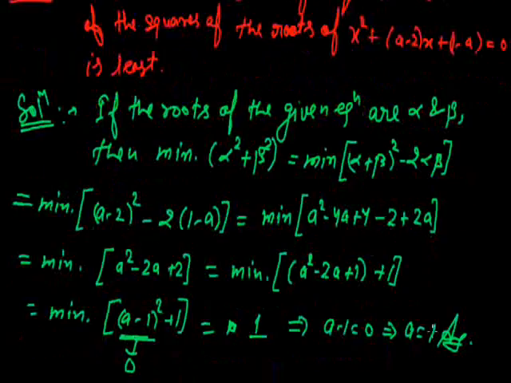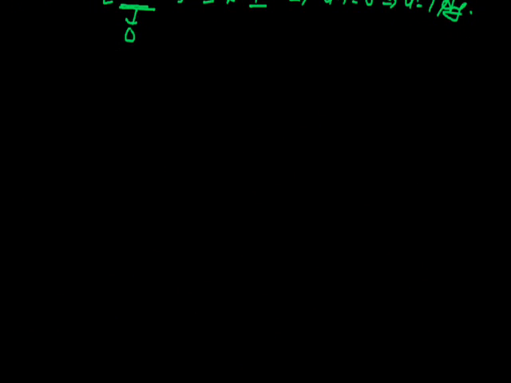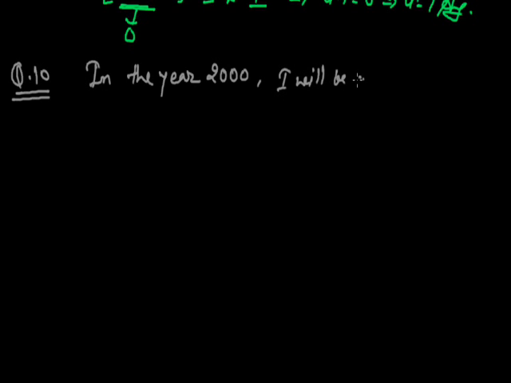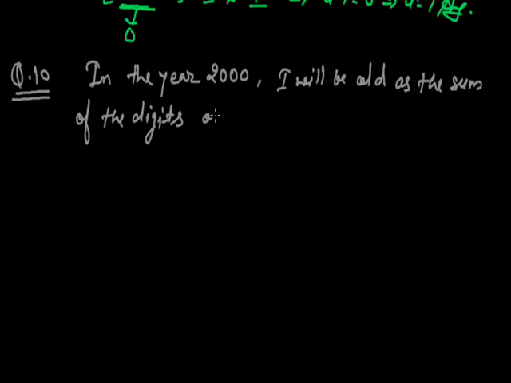Moving to our next question, question number 10. Question number 10 is given to us as: in the year 2000 I will be as old as the sum of the digits of my birth year. So tell when I was born.